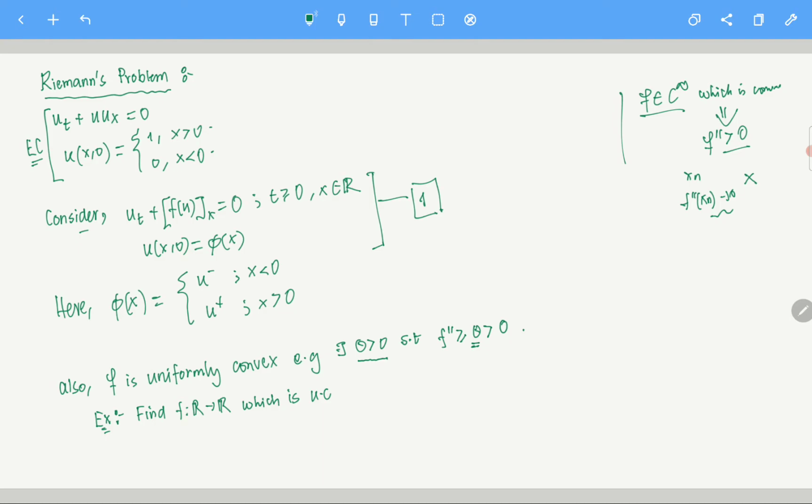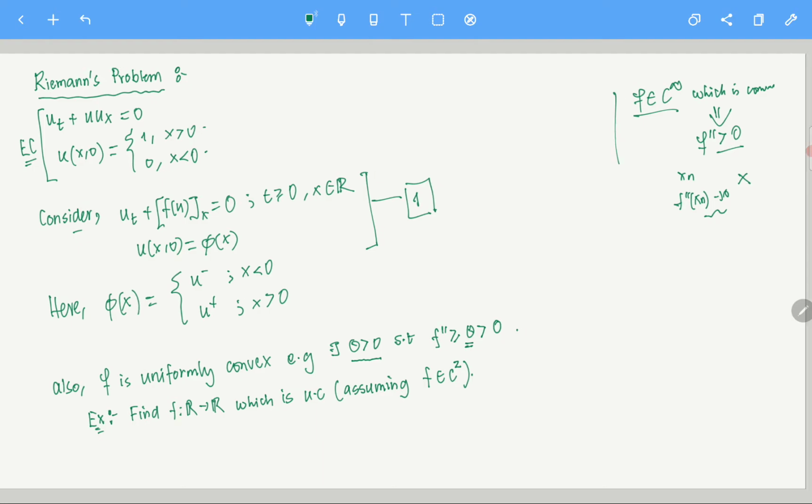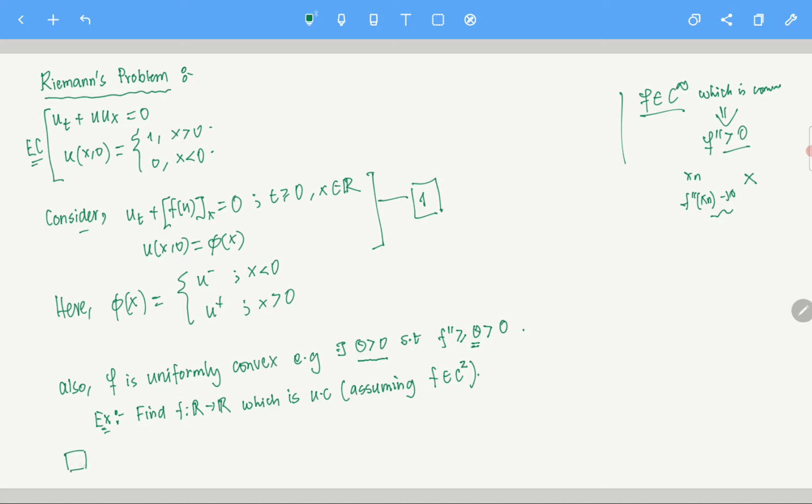double prime exists, right? So basically, assuming f is smooth, f is at least C2 or C infinity. I mean, here it is not a very precise thing. You can take C infinity, you can take C2, but C2 is fine enough. You don't worry about it. Okay, so let me write it down. So this is problem 1.